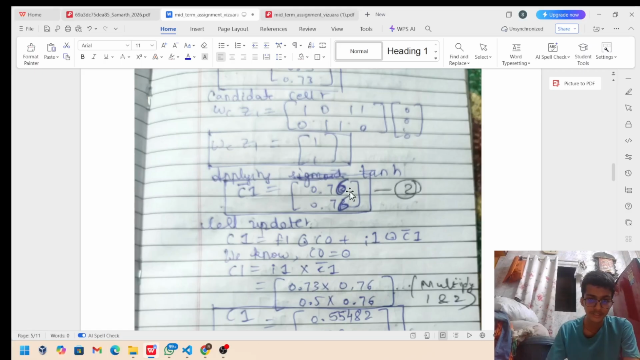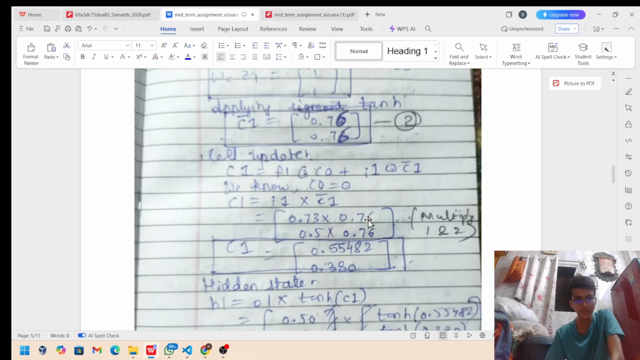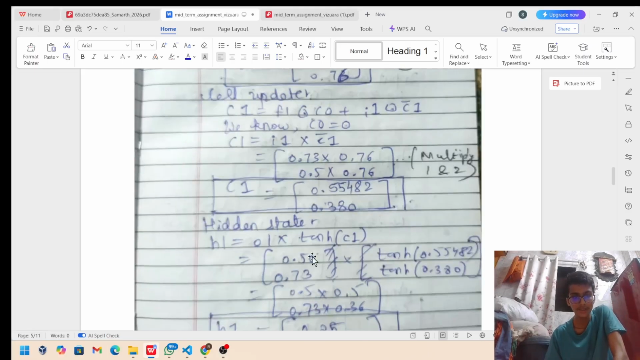So if it's this were to this, so we are going to multiply element by element, and as you can see the formula, it is first this, then compute this, and then adding both of these values, and then we are getting the C1. What is C1? C1 is the cell state, that is a cell update. So what is a cell update? And the hidden state, what will be the hidden state value?